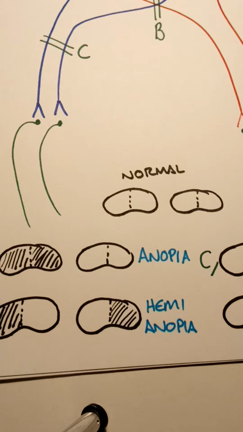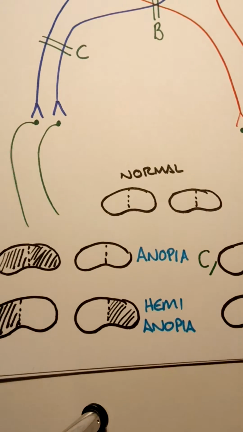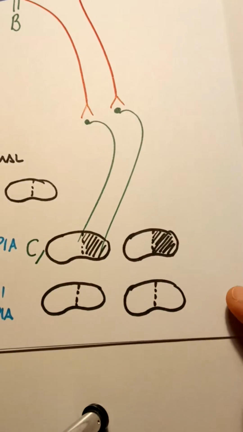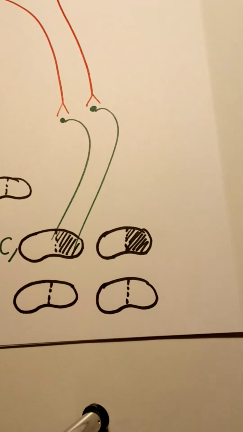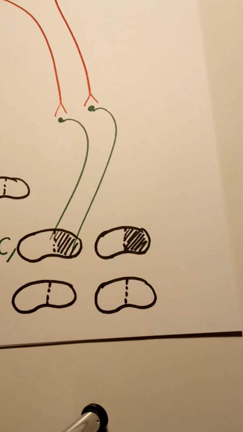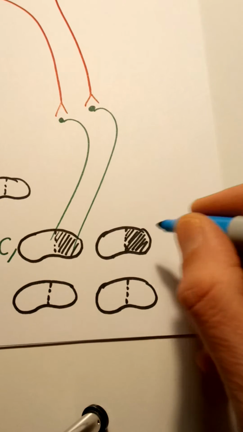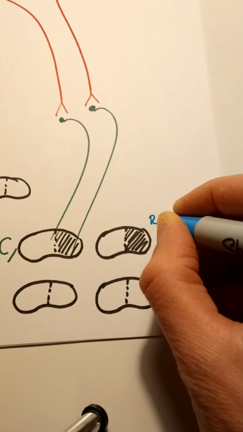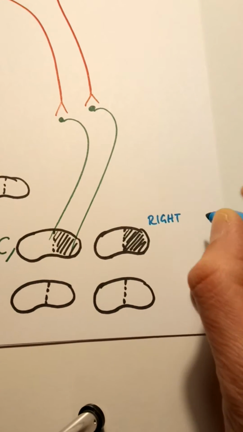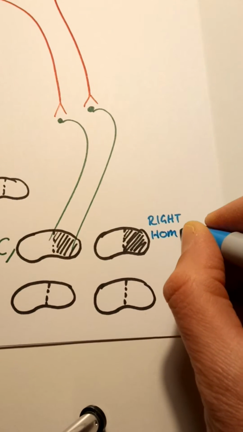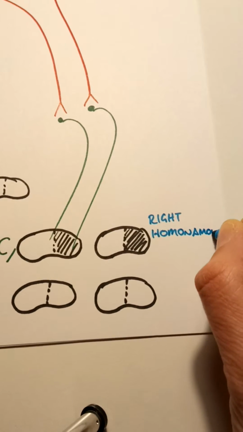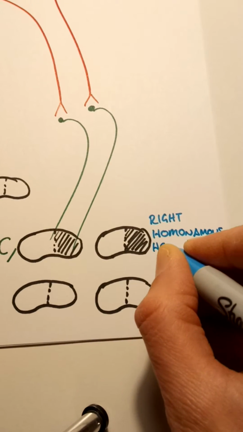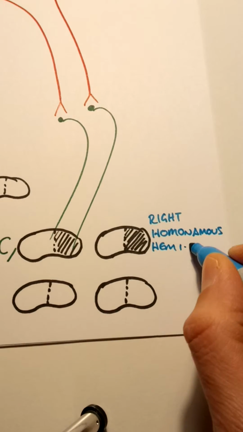Excuse me. So what's this called? Well, I probably don't have space to write it. So, lesion C causes what is called right homonymous hemianopia. So it's affecting the right side. Homonymous hemianopia.